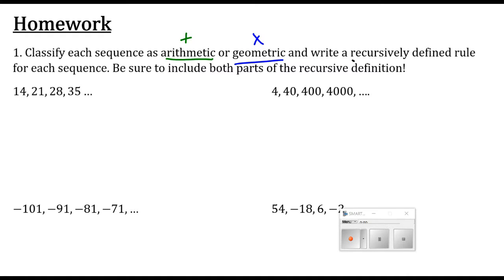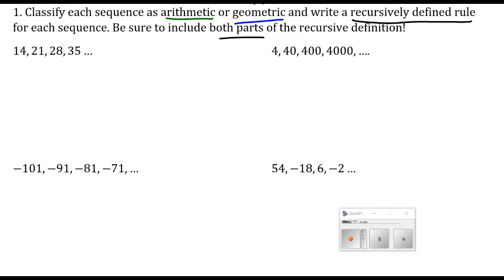This lesson was all about recursive sequences, and a recursive sequence is a description of the pattern. It's not, if I want to know the 100th term, you plug in 100. That's not recursive, that's explicit. Recursive describes the pattern in symbols. Make sure you include both parts because there's 2 parts to the recursive rule.